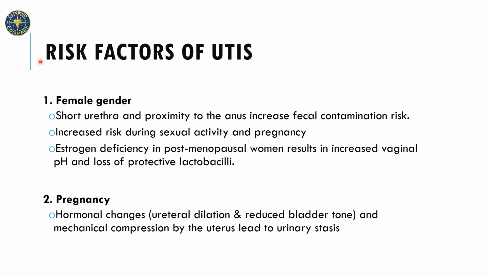We'll be talking about the risk factors for UTIs. Several factors increase the risk for urinary tract infection. One of them is female gender, which is a major risk factor. Females have a shorter urethra, about 4 centimeters, and the proximity of the urethra to the anus increases contamination risk. Sexual activity and pregnancy also predispose them to UTI. Estrogen deficiency in postmenopausal women results in increased vaginal pH and therefore loss of protective lactobacilli.